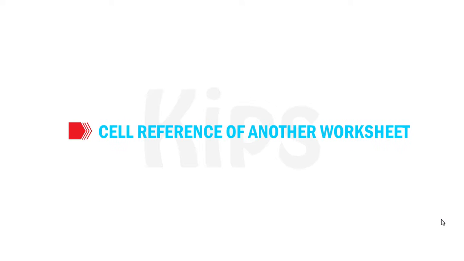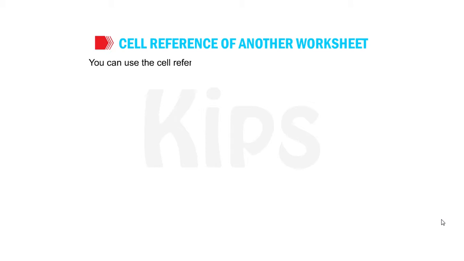Let us now find out how to use the cell reference of another worksheet. You can use the cell reference of one worksheet in another worksheet. This can be done in two ways. The first is by using the copy-paste option.